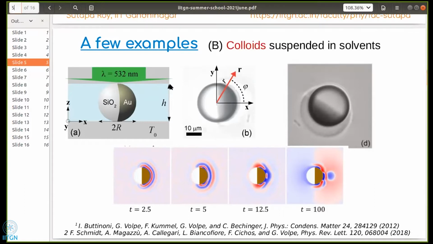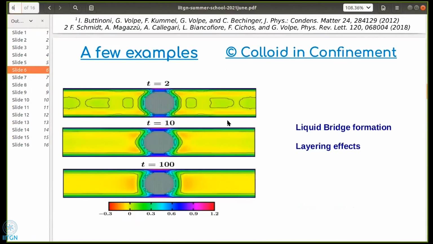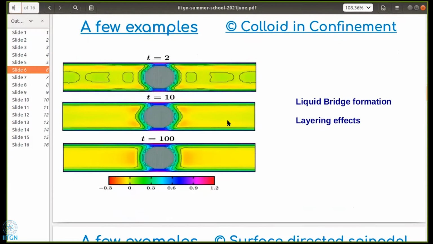Another interesting phenomenon for confined fluids is something called liquid bridge formation. So what do I mean by that? One good example is once again with colloidal particles. So you take a colloidal particle and you put it in confinement. What do we mean by that? You take the colloidal particle, which is marked by the gray color here, and put it in between two glass slabs. All right. So you have two glass slabs. You put the particle in between, and you have the solvent surrounding the colloidal particle.